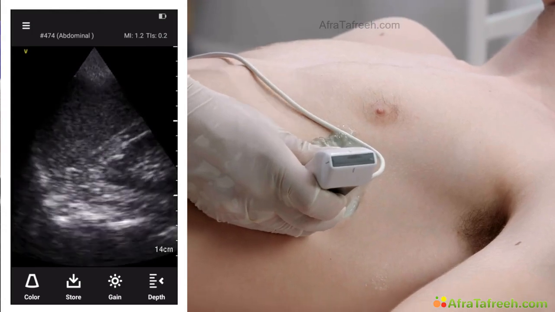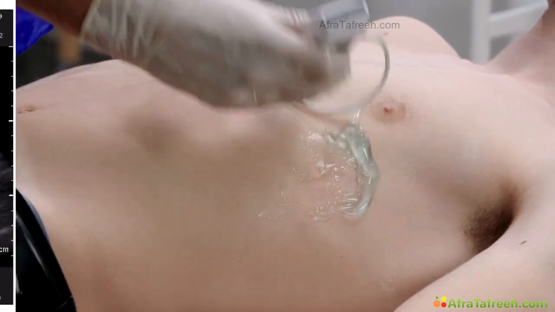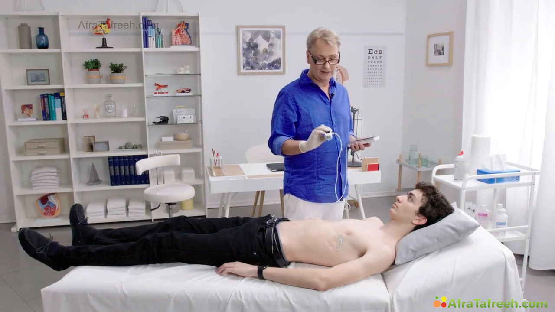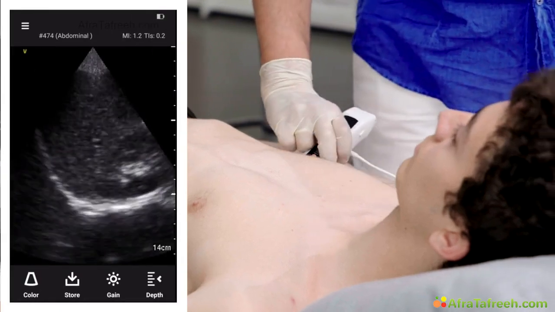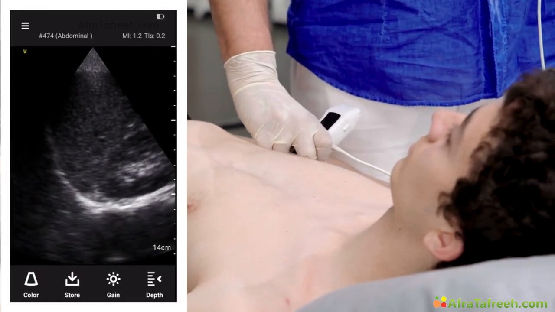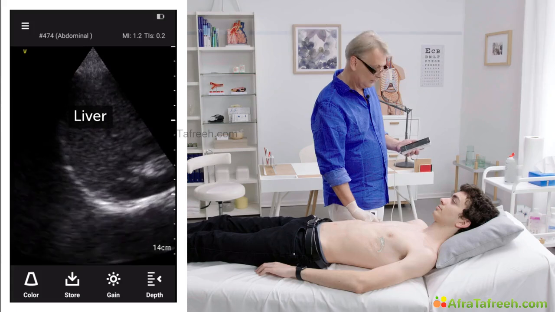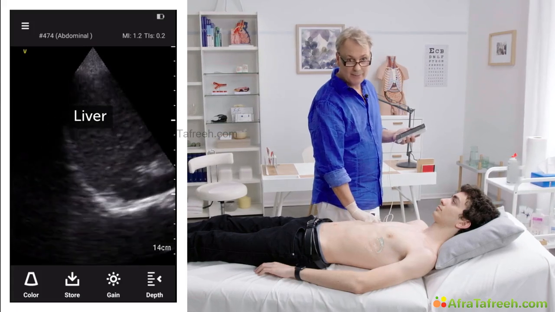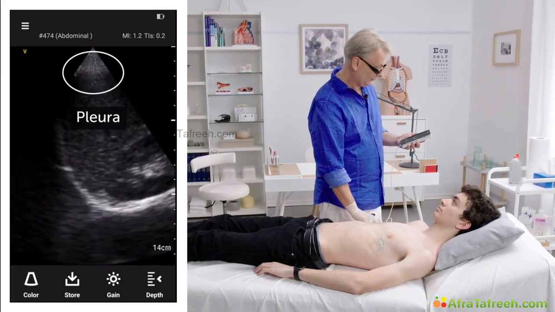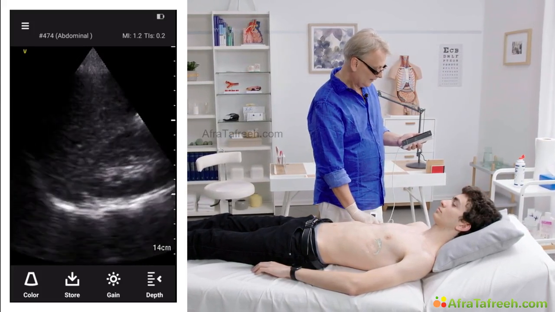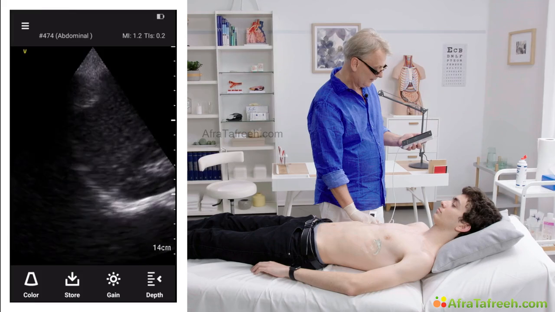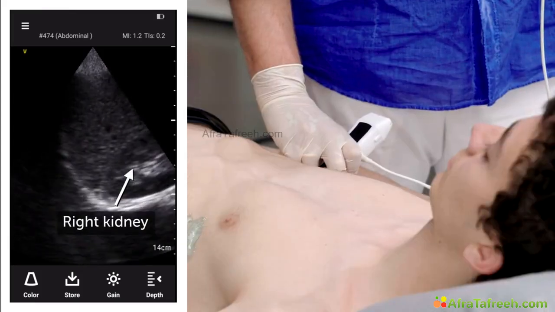Once we've looked at the left side, we can move to the right side. Here we do pretty much the same thing. Again, the marker is pointing upwards towards the head, and we place the transducer here. Now we see the liver, which actually gives us sometimes a better window to the pleura than the spleen on the other side. Here we see the liver, and right here underneath the liver is the kidney.